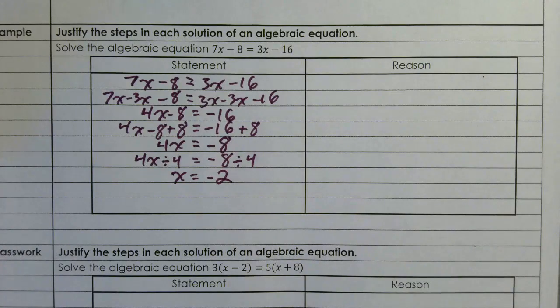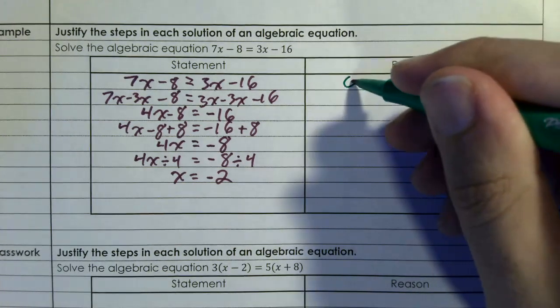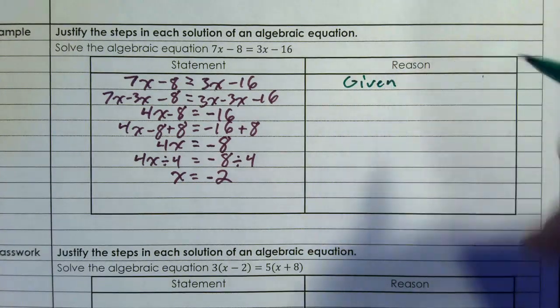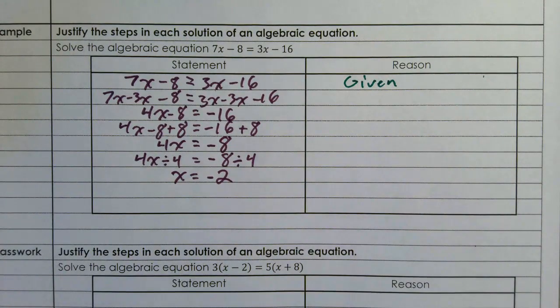So maybe you spaced yours out a little bit better. Maybe you solved it in a different order. It doesn't matter. Do you. But you know what you are going to do? Very first thing you're going to write is given. Given is always the first step in these proofs.